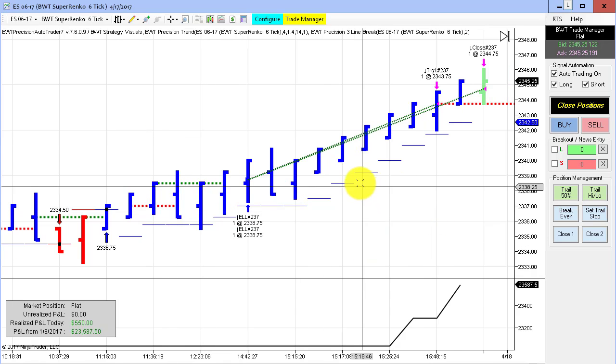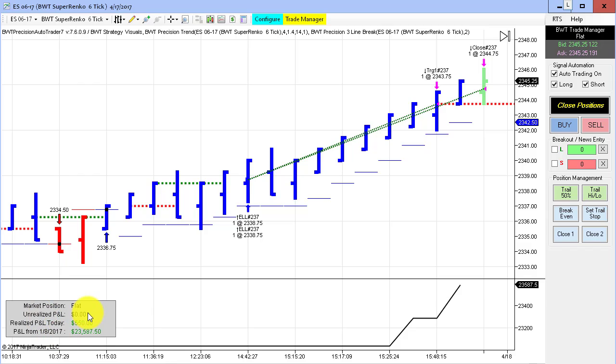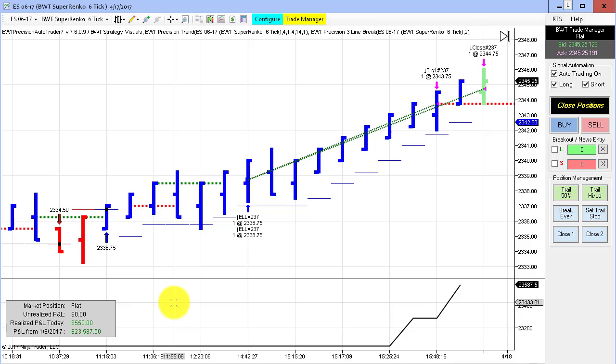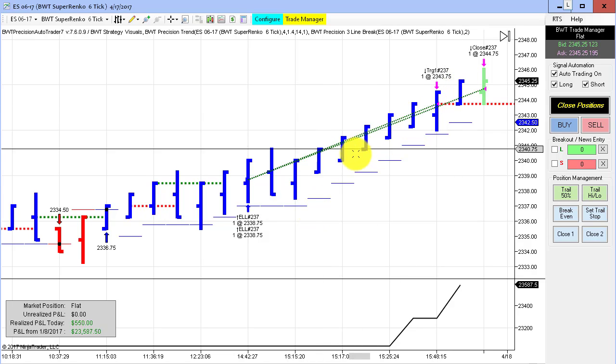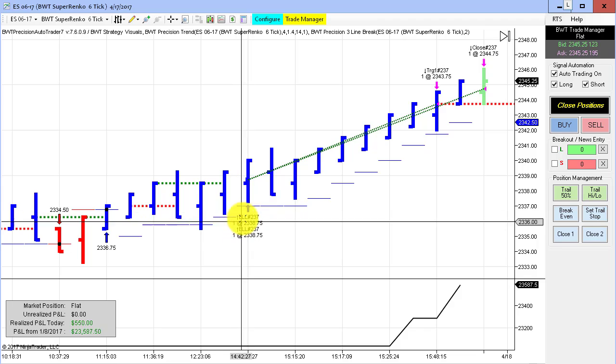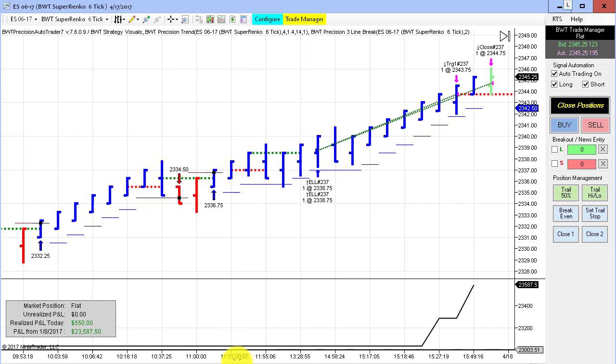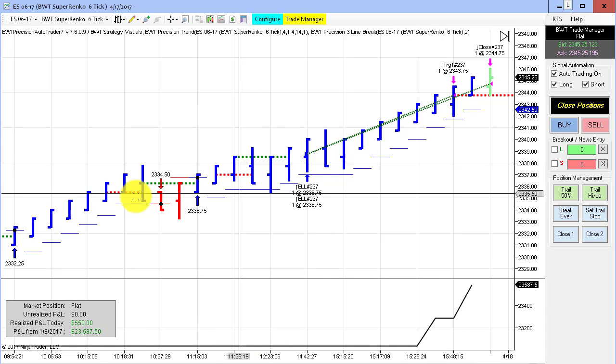We had a single long trade. This is only 2 contracts. This did $550 for the day, which again, I'll remind you, $550 is 44 ticks. That's 22 ticks per contract average on this trade with really great placement after the long signal here.